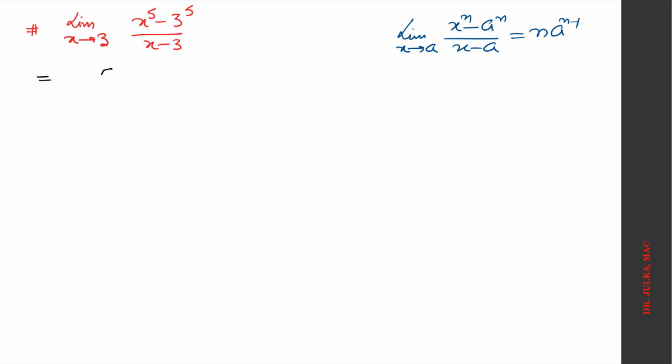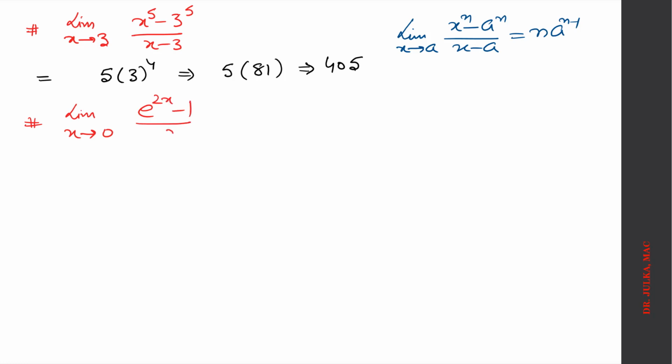Next question. Limit x tends to 3, x to the power 5 minus 3 to the power 5 upon x minus 3. We know the formula: limit x tends to a, x to the power n minus a to the power n upon x minus a is n a to the power n minus 1. Here n is 5, a is 3. So we'll get the answer 5 into 3 raised to the power 4, which equals 405.